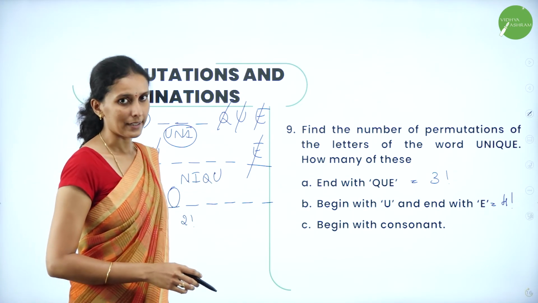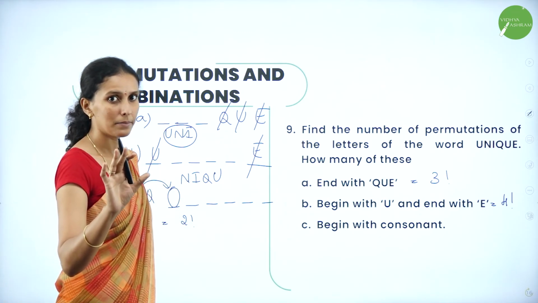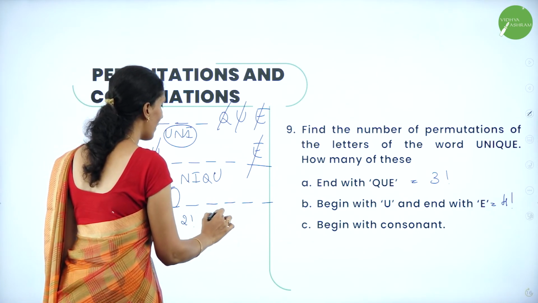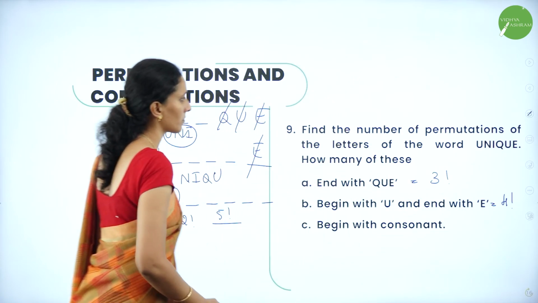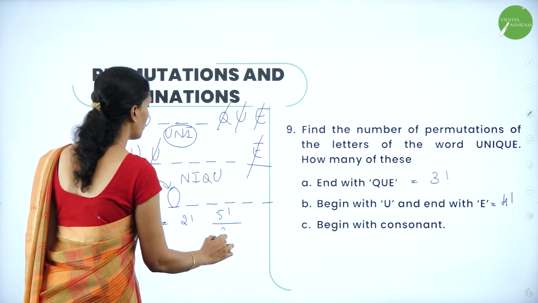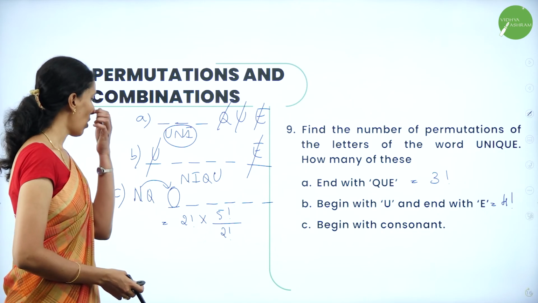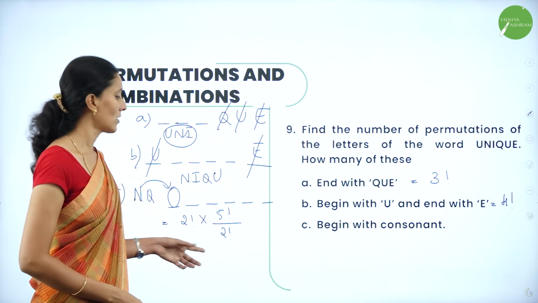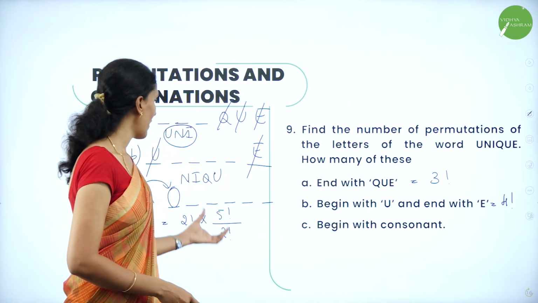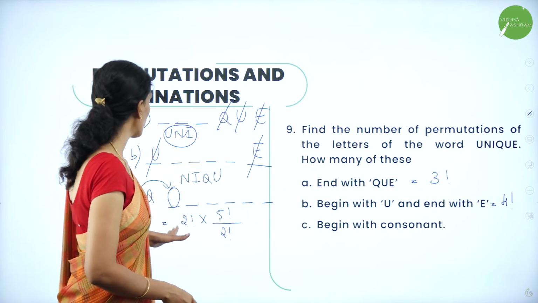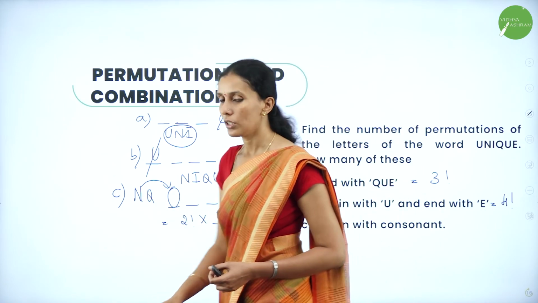But what about the remaining letters? If I take N in the first place, I am left with 5 other letters. So there are other 5 letters. So begin with consonants, we have 2 choices in the first place, so 2 factorial. The other remaining letters will be 5C2. Why 5C2? Because the other 5 letters have 2 consonants. So therefore the answer will be 5 factorial by 2 factorial. So this is the answer for the third question.